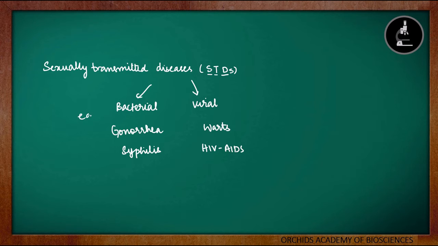So these examples you have to remember for STDs. For bacterial infection, it's gonorrhea and syphilis, and for viral infections, they are warts and HIV/AIDS. So these are a few examples of sexually transmitted diseases, the diseases which are transmitted through sexual contact. It is possible to prevent the transmission of such diseases during the sexual act using a covering which is called a condom.